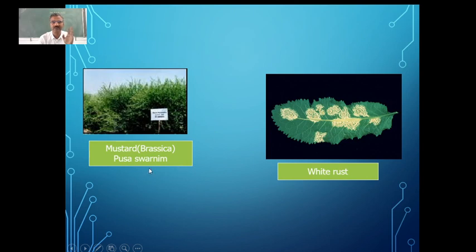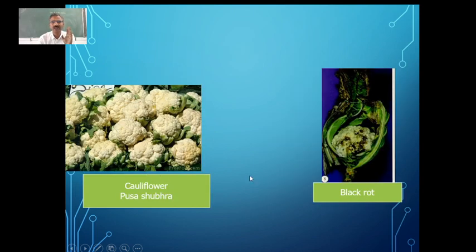And we have got Pusa Swarnim as the variety. These variety names are very important. Then you might have seen the cauliflower with this black color, that is because of a disease called black rot. This particular problem has been addressed by developing a variety called Pusa Shubra. You can see the difference between the disease resistant variety and the disease affected variety. This is how plant breeding plays a very important role here.